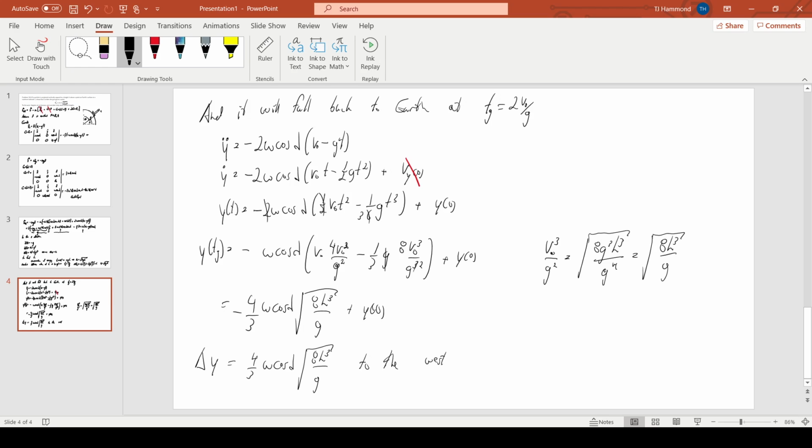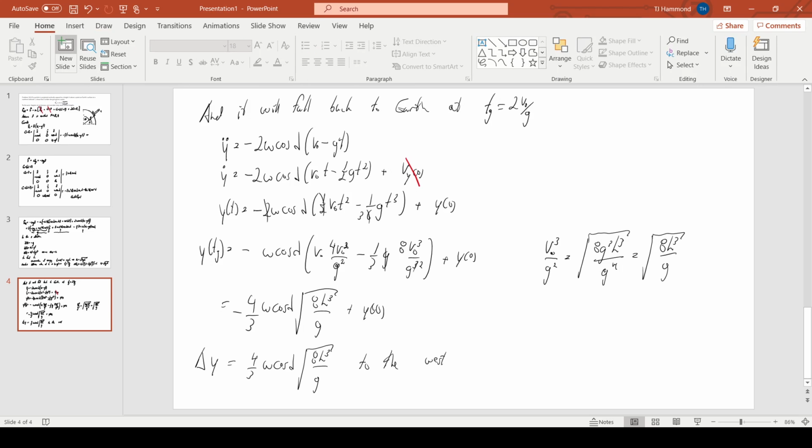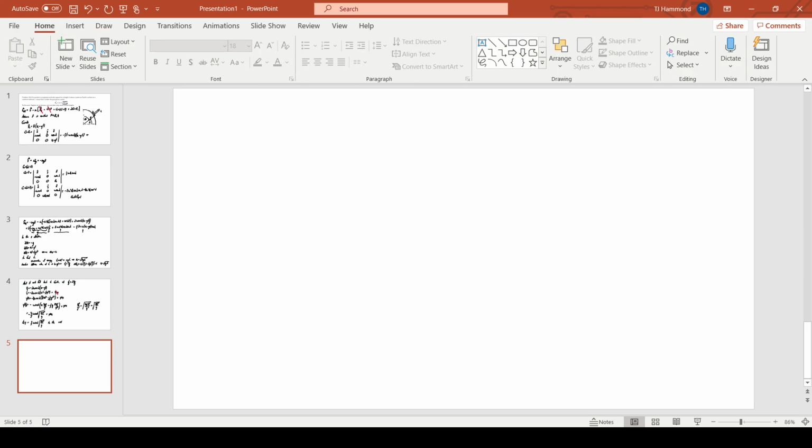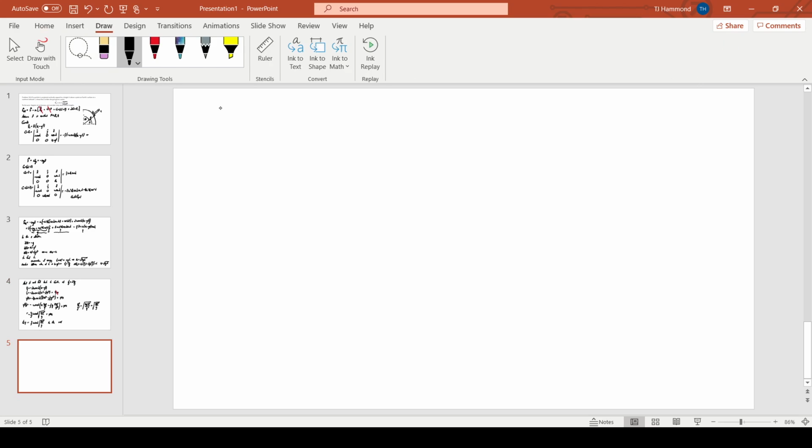All right. But this part didn't consider centrifugal. So let's look at centrifugal acceleration, or centrifugal force.